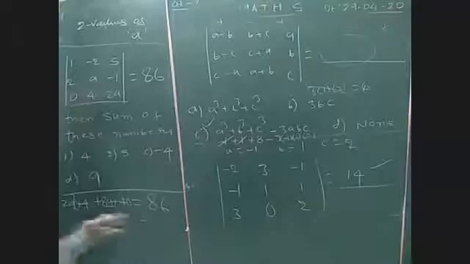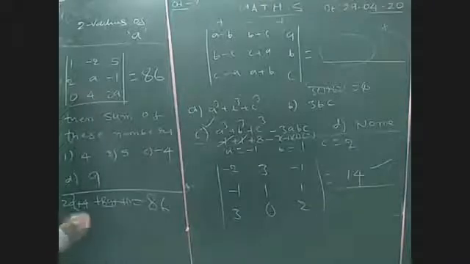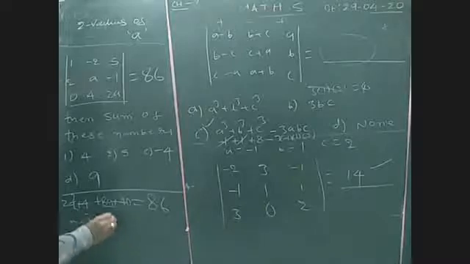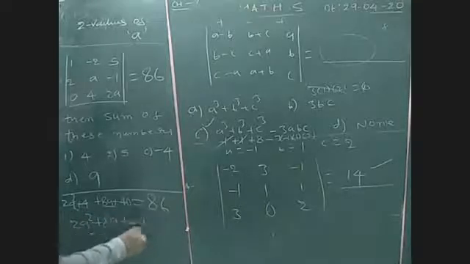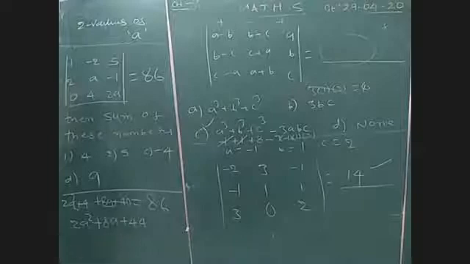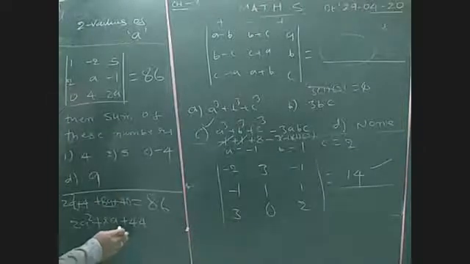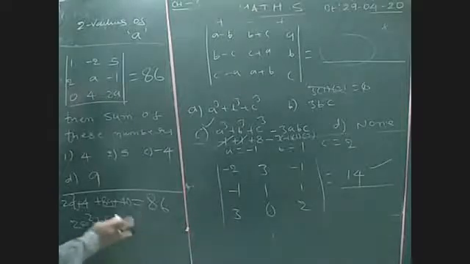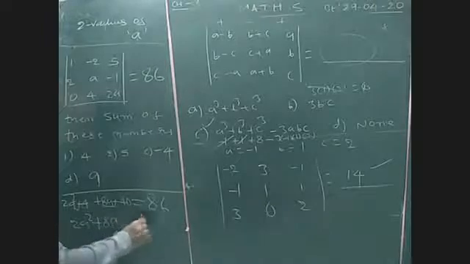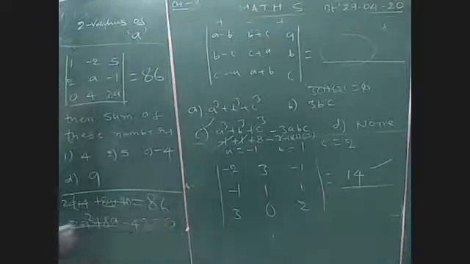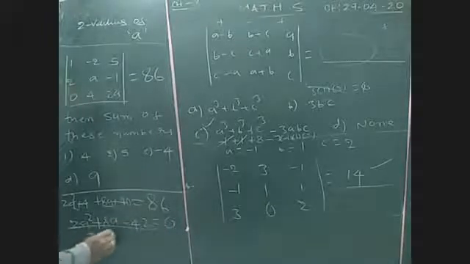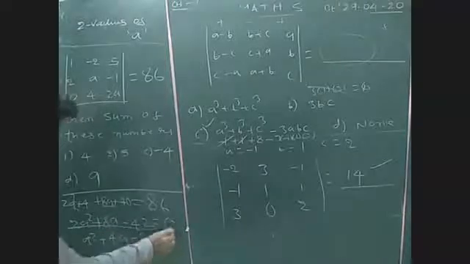What is the quadratic equation we got on the left side? 2a square plus 8a plus 44 is equal to 86. That 86 we can take to the left side, minus 86. So minus 86 plus 44 is minus 42, equal to 0. Take 2 common: a square plus 4a minus 21 is equal to 0.